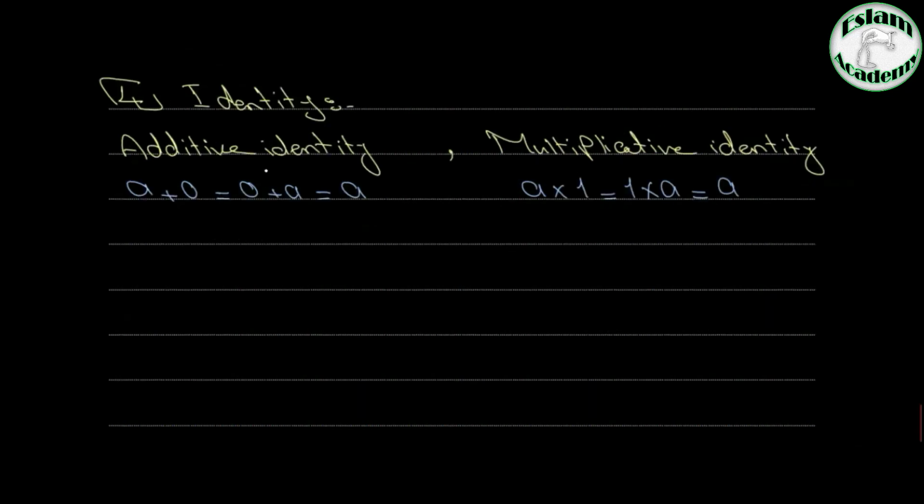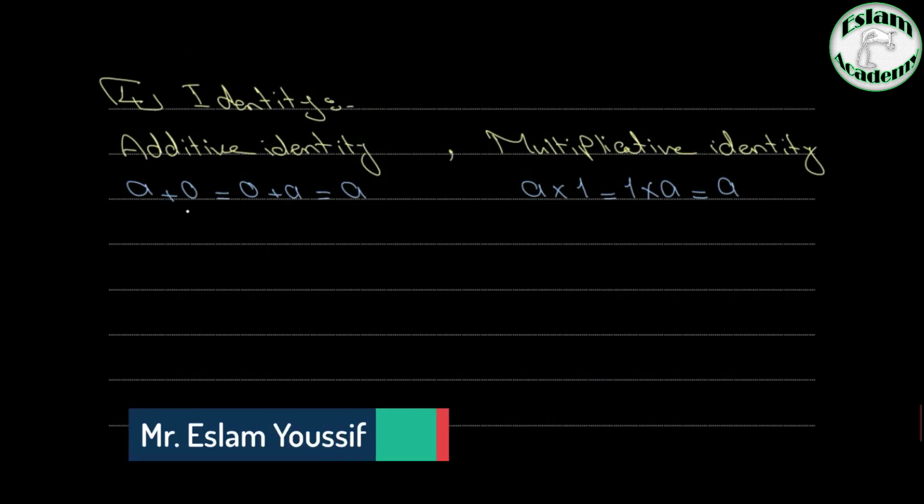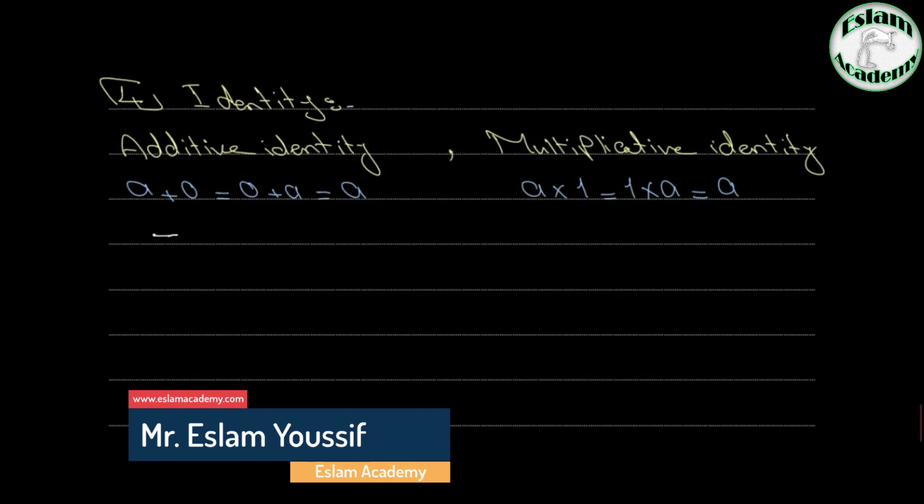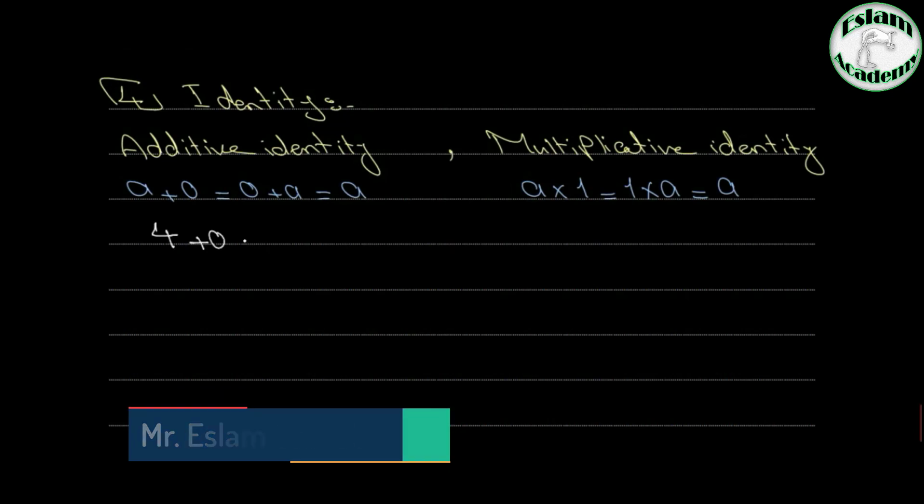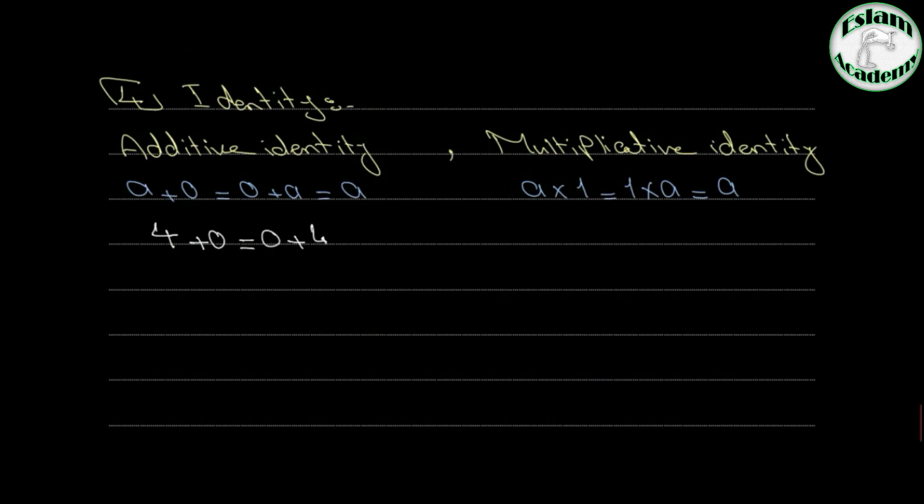The fourth property that we have is called the identity. We have two types of identities. The first one is the additive identity, and the second one is called the multiplicative identity. The additive identity is any number added to 0, so the answer will be the same number. For example, we can say that 4 plus 0 is equal to 0 plus 4 is equal to 4. And for the multiplicative identity, if we have any number and multiply it by 1, the answer will be the same number. We can say that 2 times 1 is equal to 1 times 2 is equal to 2.